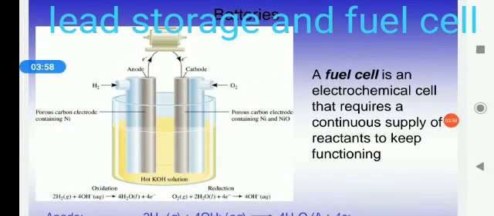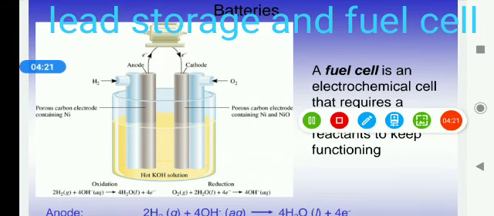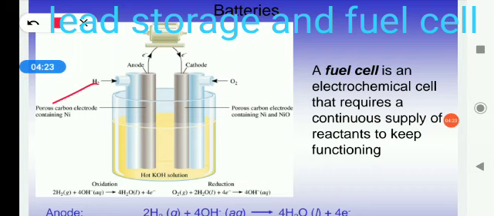Fuel cell. A fuel cell is used in space programs, rockets, etc. It consists of an anode and a cathode, graphite anode and cathode. At the anode, hydrogen gas is released, whereas at the cathode oxygen gas is supplied, and potassium hydroxide is taken as electrolyte.